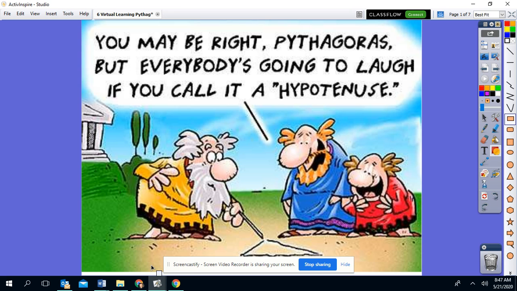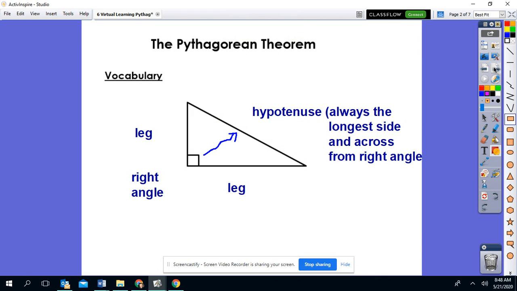Hey everybody, this week we are wrapping up our year with the Pythagorean Theorem and how to use that to find the distance between 2 points, and also just reviewing how to find the missing side of a triangle. So we've got to first know which three sides we have.